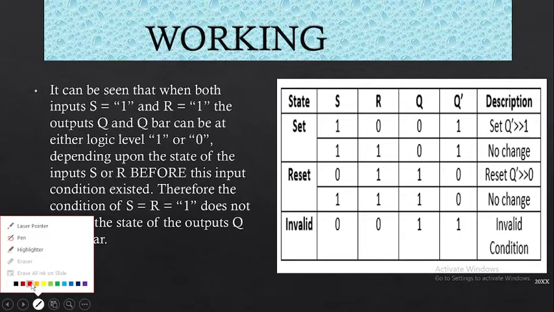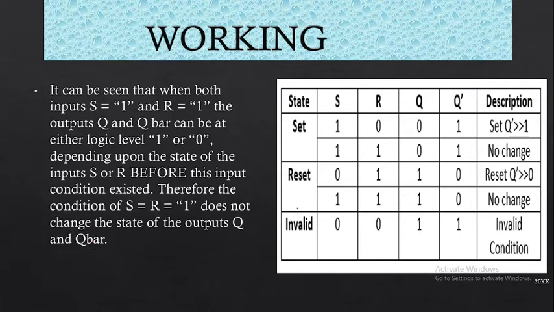So we can say that when S equals 1 and R equals 1, the outputs of Q and Q bar do not depend on the values of S and R. They remain the same as they were in the previous state. Like here, when S was 1 and R equals 0, there was no change, and in the reset state also, when S equals 0 and R equals 1, there is no change. That means the state S equals 1, R equals 1 does not change the values of Q and Q bar.